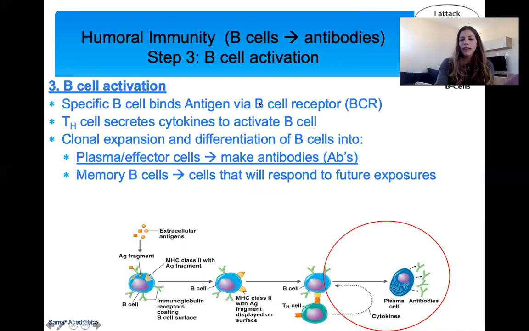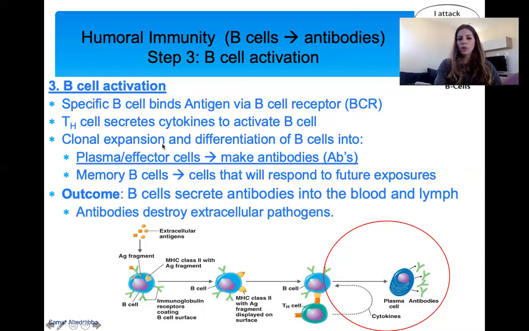And then you have expansion and differentiation of B cells, meaning you get a lot of B cells made and it differentiates. So B cells become plasma or effector cells. These are the cells that make antibodies, and they become memory B cells. So differentiation into two different types of cells. Plasma cells or effector cells are the B cells that make antibodies, and memory B cells will also form so that if you are ever exposed to that extracellular pathogen again, because we're talking about humoral immunity, your body can deal with it.